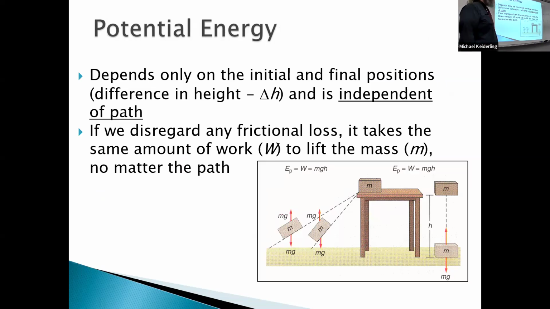So the other nice thing about potential energy is it depends only on the initial and final positions. It doesn't matter what path you take. It is independent of path. So if you disregard any frictional loss, it takes the same amount of work to lift this mass, no matter what path we take. So it might be easier to push a mass up a ramp because you get to use a smaller force over a longer distance. So you're doing the same amount of work, but you're doing it in a less concentrated manner, so you don't have to generate as much force.